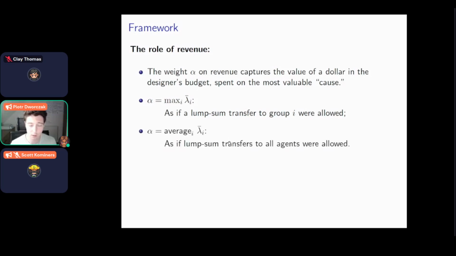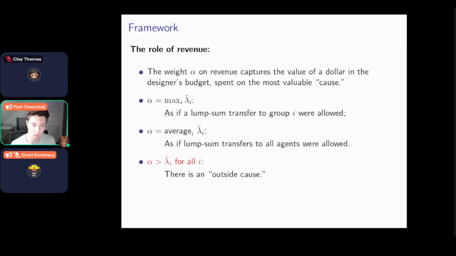If we cannot use the labels to give a lump sum payment, but we can still give a lump sum payment to all the agents, then we can always set alpha to be the average across the entire society, the population, of these average welfare weights. Okay, that's as if we could give a lump sum transfer to all the agents. But because we're flexible about alpha here, we can capture other interesting cases. Alpha could be higher than all the average welfare weights.